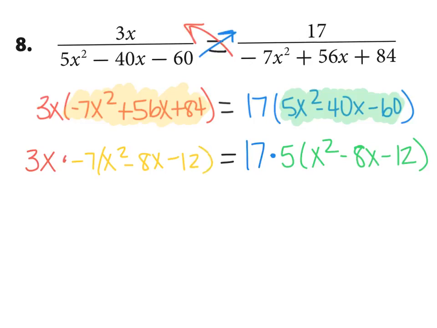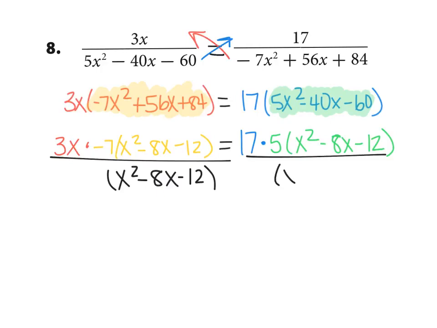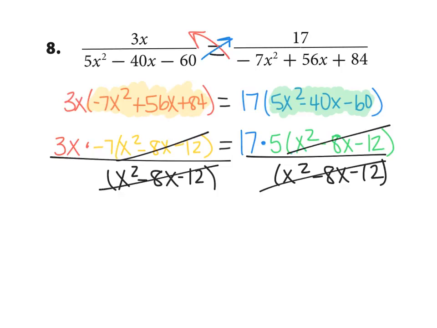So what happened? Those x squared minus 8x minus 12 end up canceling each other out because I have one on each side. So mathematically what I'm doing is I'm dividing both sides by x squared minus 8x minus 12, because I can do that. I can do whatever I want as long as I do it to both sides. And these cancel. Oh, this works out so well.